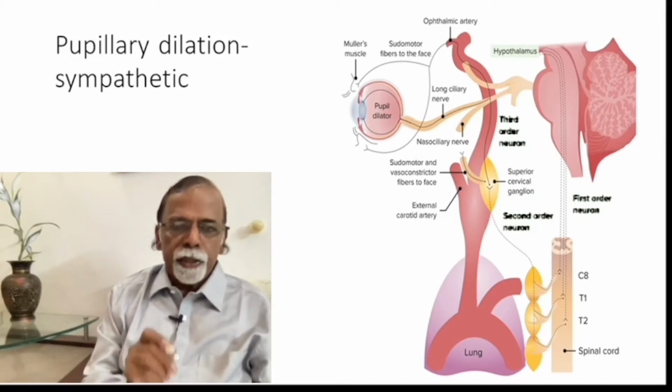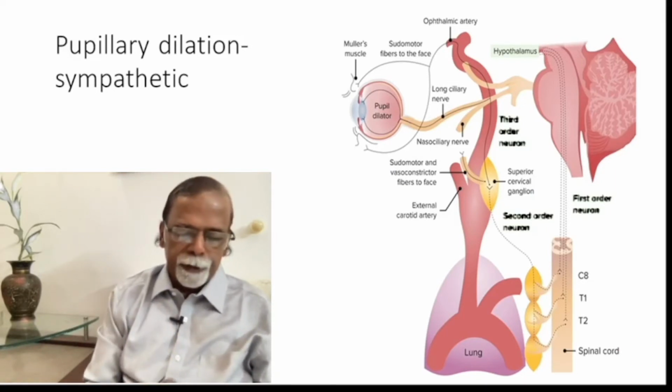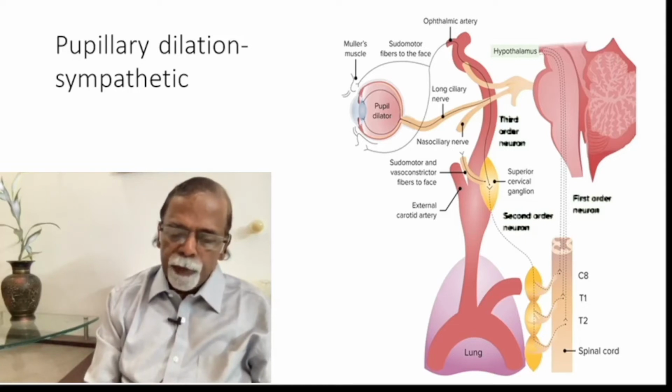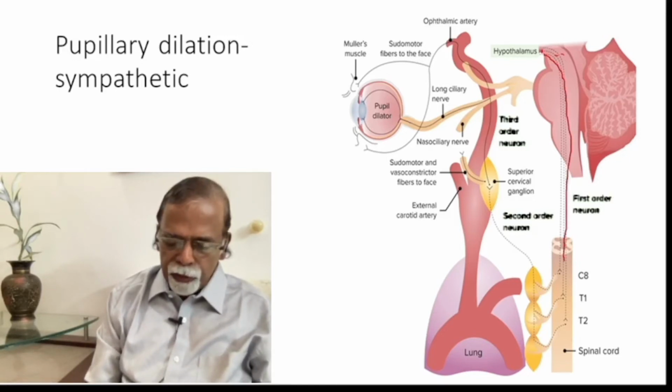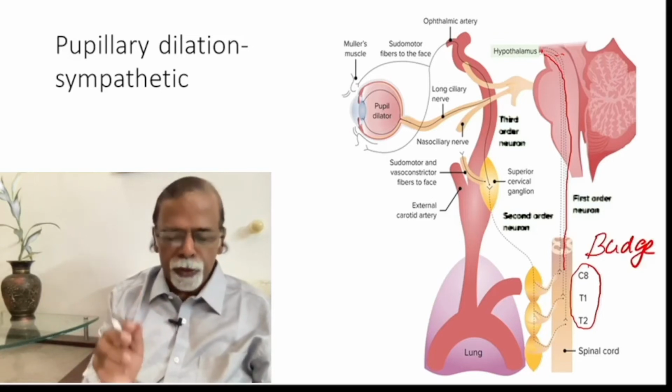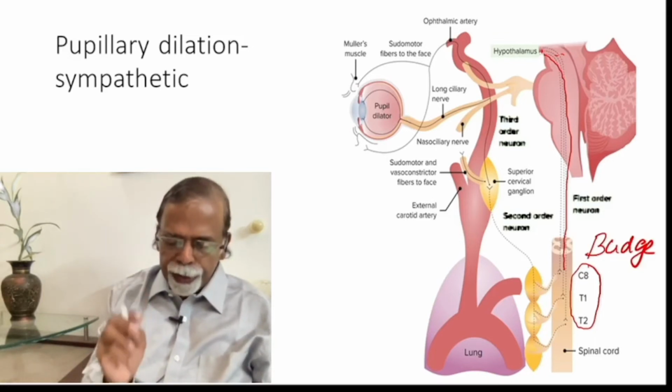Pupillary dilatation, as I already told you, is via the sympathetics. From where do the sympathetics arise? The sympathetics arise from the hypothalamus. They descend down, and you can see it is coming down. It reaches the cervical cord, the intermediolateral horns of C8 T1, which is the ciliospinal center of Budge. This is the first order neuron. The first order neuron starts from the hypothalamus and goes to C8 T1, T2, and from there the second order neuron arises from the intermediolateral horn.